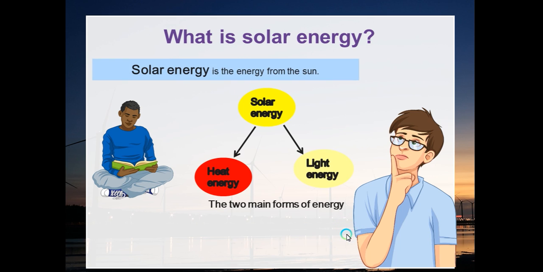So what is solar energy? Solar means sun, so it is energy from the sun. And the two main forms of energy that we get from solar energy are heat energy and light energy.